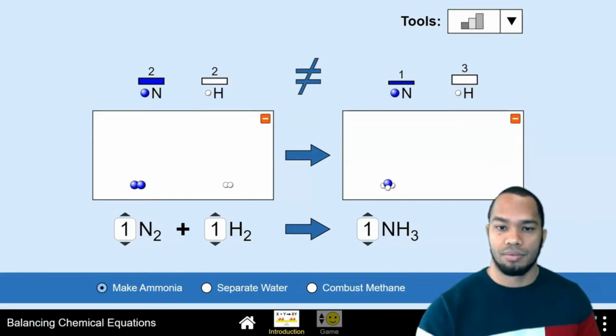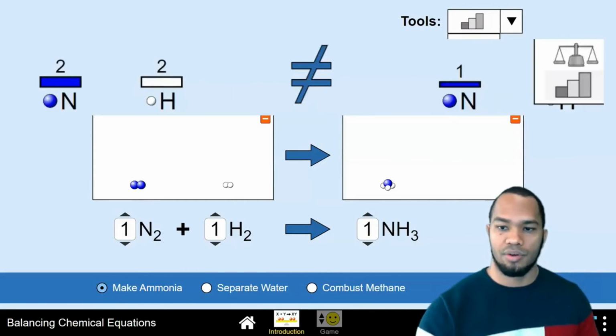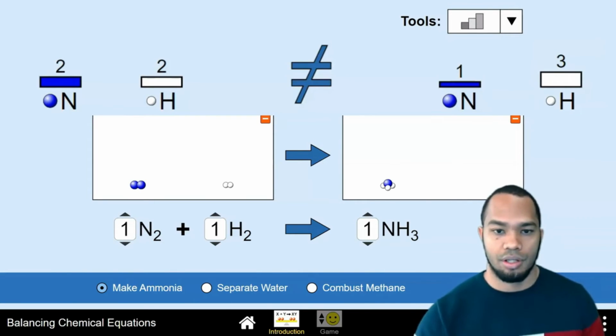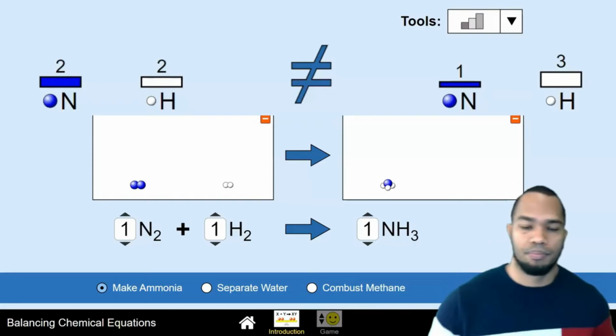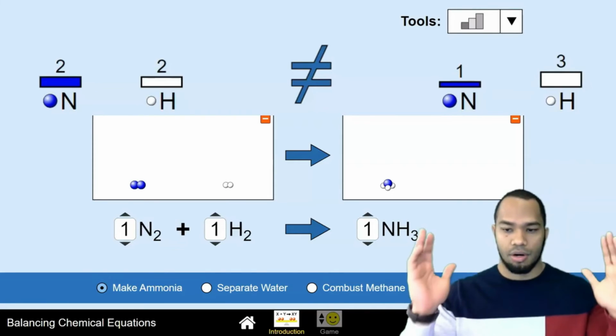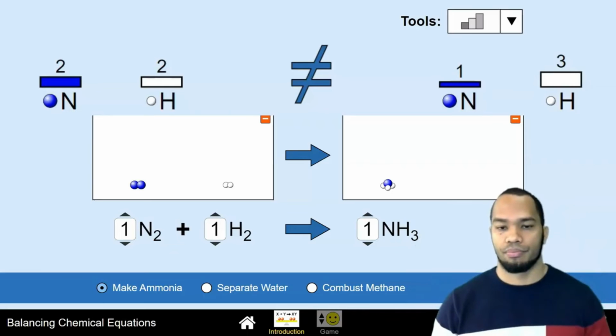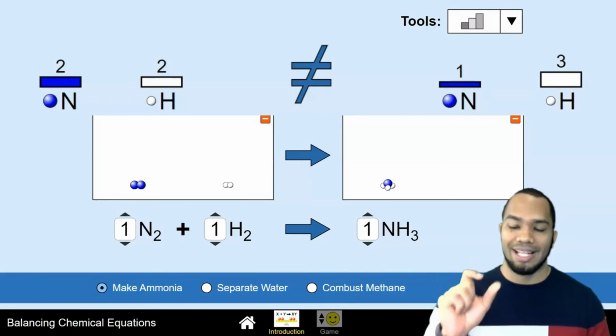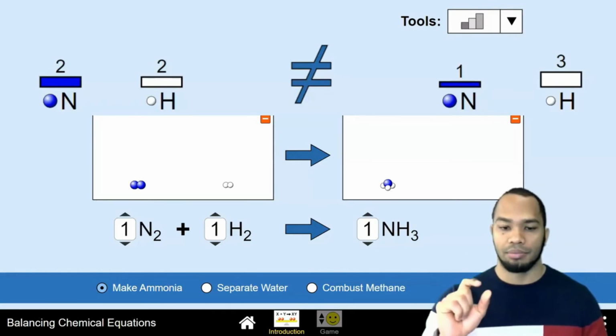So we can do this. We can actually use this tool right here. And we go down to the graph. And we can see that we have 2 atoms of nitrogen, 2 atoms of hydrogen, 1 atom of nitrogen, so that's not balanced, and we have 3. So where do we start adding coefficients? The rule is we want to add coefficients to the molecule that has the most amount of atoms.